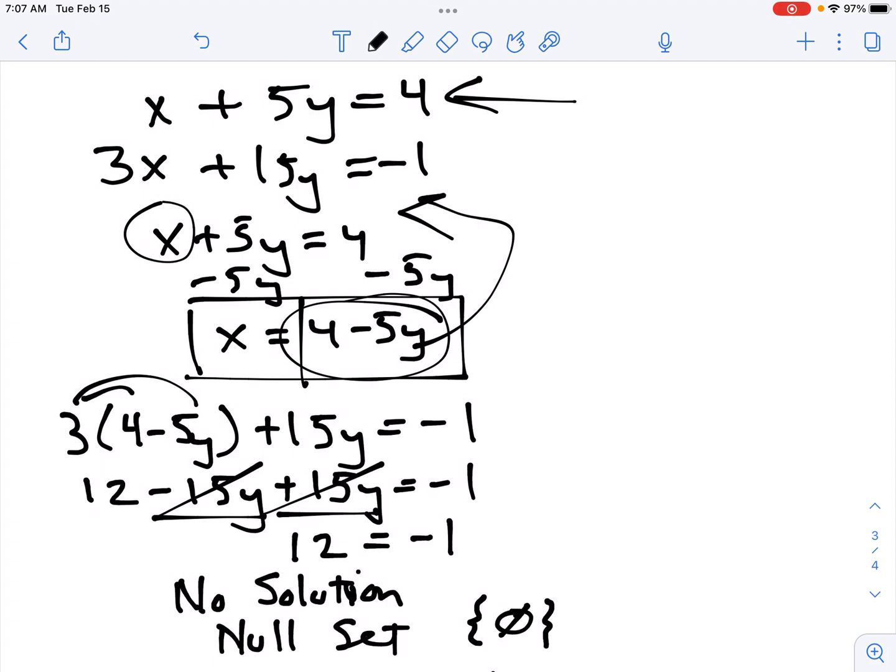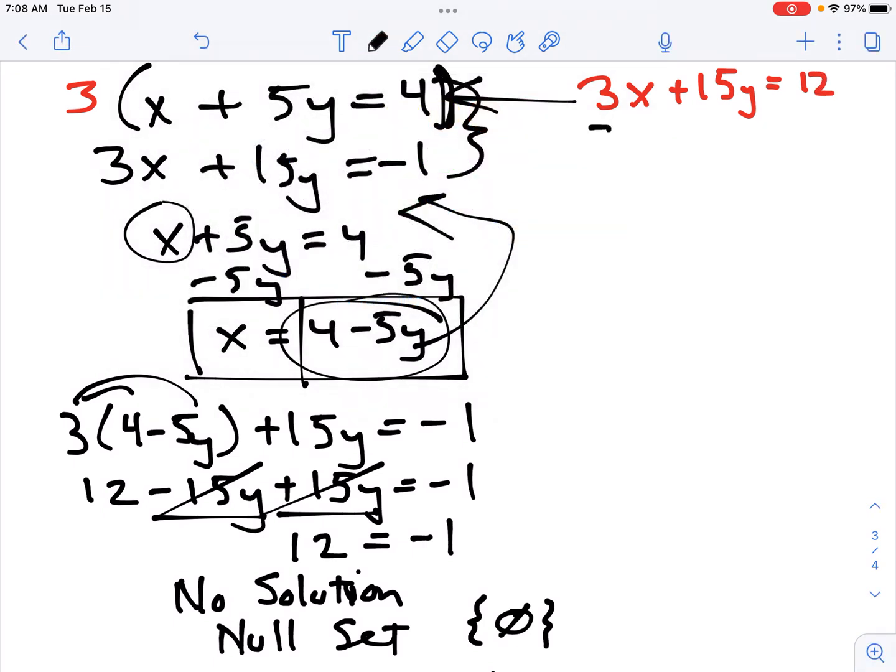So one of the things I want to point out really quick before we move on to the next problem is, if you look up here at these two equations, what would happen if I multiplied this top equation by a factor of 3? Bear with me here, I'm going to do this with a different color, right? If I did this with a 3, that would give me 3x plus 15y equals 12. And then I carry my bottom equation over, and I have 3x plus 15y equals negative 1.